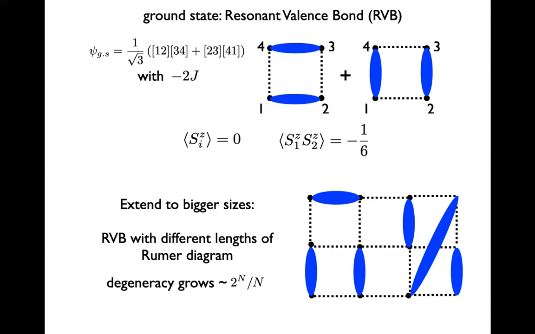Okay, if you extend this from 4 sites to 6 sites, 8 sites, whatever the number, one can find that this RVB with different lengths might show up. Of course, the weighting of the longer singlets will be smaller than the weighting of the short ones, but I can cover my entire lattice with the singlets. And then the degeneracy will grow macroscopically. So the degeneracy will grow as 2 to the N divided by N. It's like the number of ways of finding this singlet covering on an entire system.